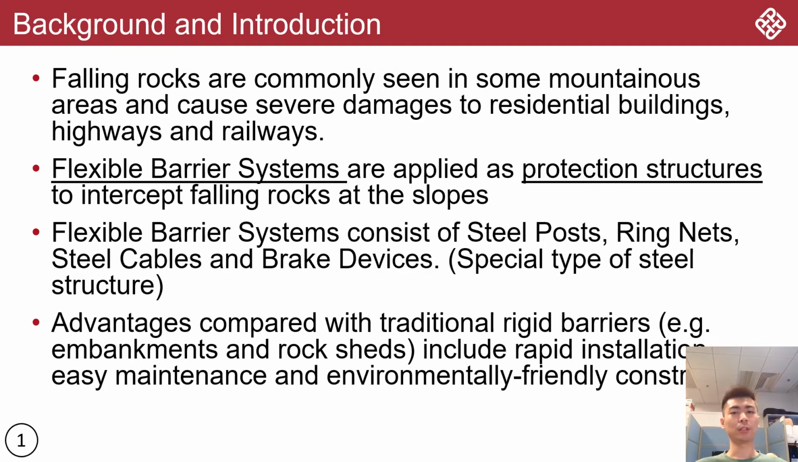Rockfalls are commonly seen in some mountainous areas and they will cause severe damage to the residential buildings, highways, and railways. So flexible barrier systems are applied as a protection structure to intercept falling boulders at the slopes. The system generally consists of steel posts, ring net, and steel cables and brake devices. We can regard it as a special type of steel structure.